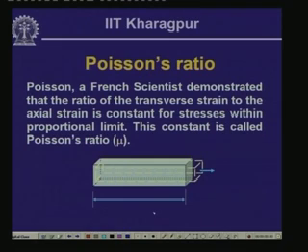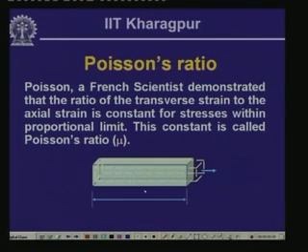Now, if we remember, last time we had discussed that if a body which is subjected to an axial pull is held up at this end and is being pulled by axial load P, eventually this bar extends or elongates, and this elongation we had indicated by delta, and thereby there is contraction on the other sides. Now, the French scientist Poisson demonstrated that the ratio of this strain, which is the transverse strain, to the axial strain is constant for stresses within the proportional limit, and this particular constant is designated as Poisson's ratio.